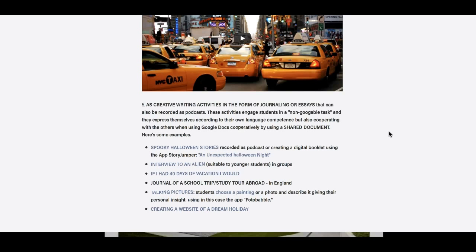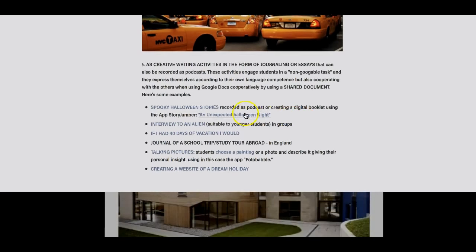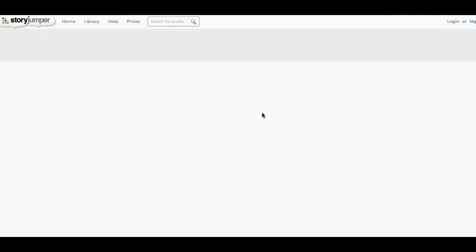But what I love about this is that these activities engage students in non-Googleable tasks so that they express themselves according to their own language competence, but also cooperating with the others, especially when using Google Docs with shared documents. For example, we did some Halloween stories.